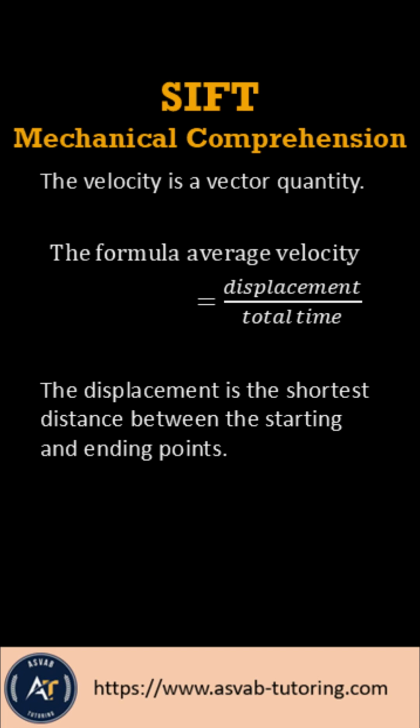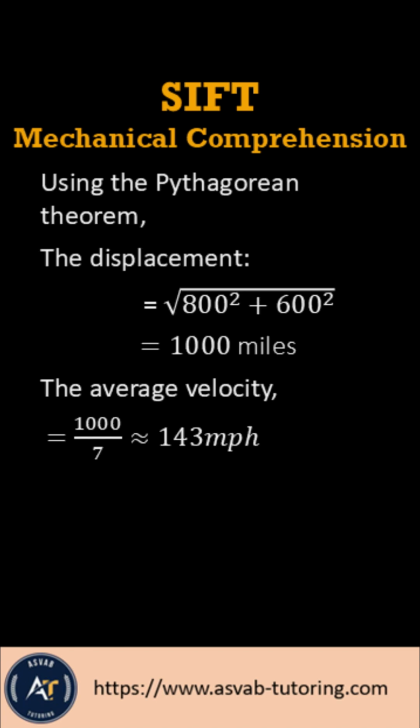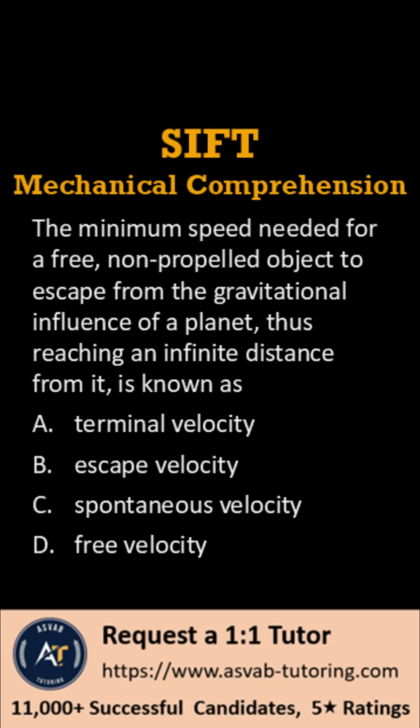This example shows how average velocity is found using displacement and total time. Since velocity is a vector, we use the shortest straight line distance between the starting and ending points. Using the Pythagorean theorem gives the displacement, and dividing it by the travel time gives an average velocity of about 143 miles per hour.